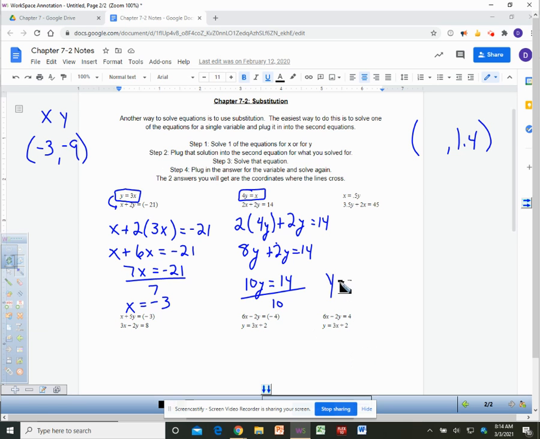Now, I know y is 1.4, so I'm going to take that and plug it into the equation I started with. So 4 times 1.4 is x. So x equals 5.6. So 5.6, 1.4. That's where they would cross if I graphed them. Do you sub it in for every y? Yep, you sub it in for every y value.